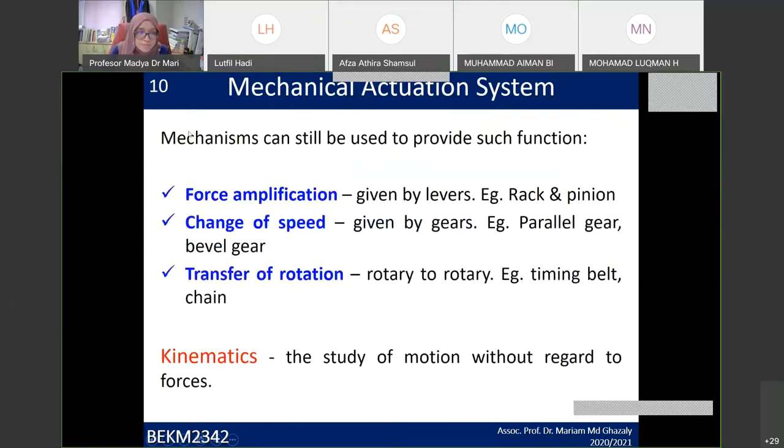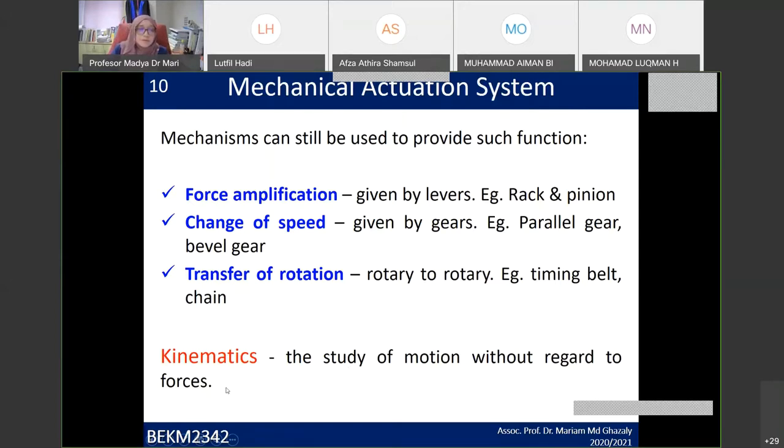Okay, so the mechanism can still be used to provide such functions. You can either want to make a force amplification, for example, by levers. So you want to use rack and pinion to improve the force. You can change speed by gears, so you can use parallel gears, bevel gears, or connect the gears in parallel, and transfer rotation. So you either want to transfer rotary, linear, and so on. An example is a belt, which is rotary to rotary, and a chain is also rotary to rotary.